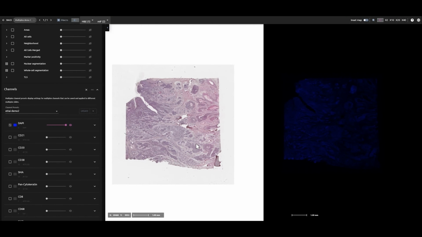Here on the left we can see an H&E image, and on the right a multiplex image, and as we zoom in, we can identify in the H&E several areas, and for example the tumor cells. And around them you can identify a few other cells, maybe some stromal cells, lymphocytes, but we're really limited in the amount of information that we can get from the H&E.